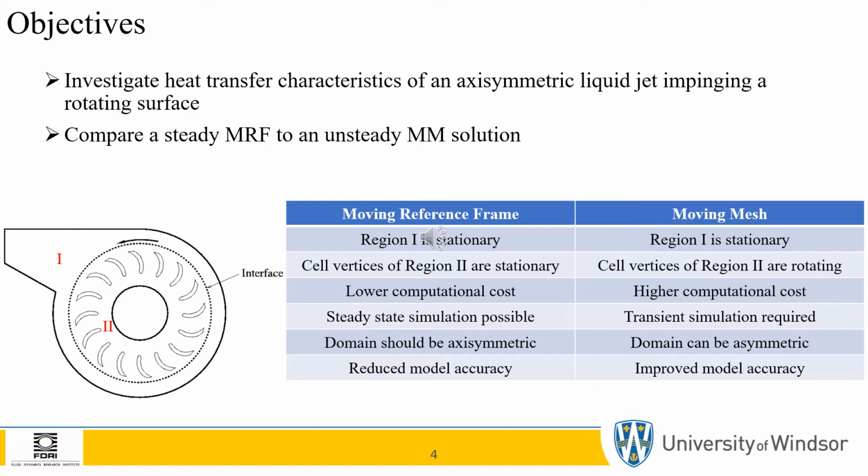However, for moving mesh, the domain does not have to be axisymmetric and it can be fairly asymmetric. And we will discuss this later on in the presentation as well. The final point I want to make here is that for moving reference frame, we do have a reduced model accuracy compared to that of the moving mesh.